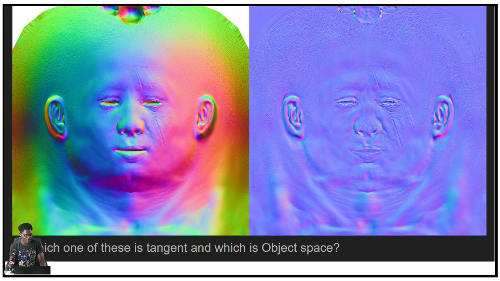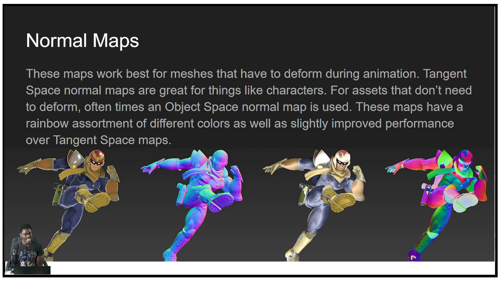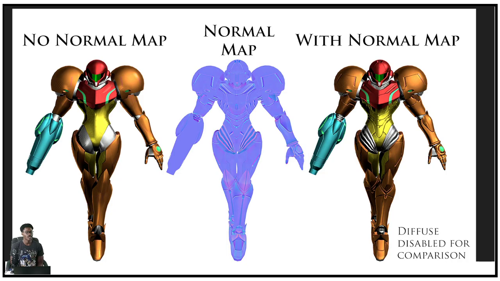That's fine. All right. So normal maps. These maps work best for meshes that have to deform during animation. Tangent space normal maps are great for things like characters. For assets that don't need to deform, oftentimes an object space normal map is used. These maps have a rainbow assortment of different colors, as well as slightly improved performance over tangent space normals. All right, so that is without normal maps. That is the normal map added, and that is what it looks like with normals.